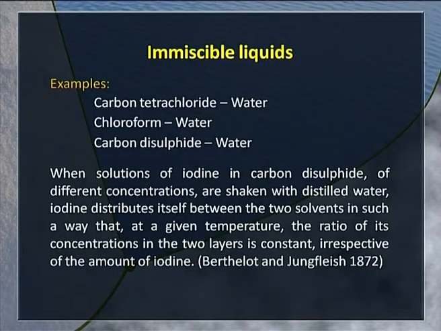So, a simple experiment was carried out by Berthelot and his co-worker in 1872, in which solutions of iodine in carbon disulfide of different concentrations were mixed with distilled water thoroughly, and when it was analyzed for iodine, it was found that iodine gets distributed between the two liquids in such a way that the ratio of its concentration in the two liquids is constant, irrespective of the original concentration of iodine taken in the experiment. And these experiments were, of course, carried out at constant temperature.